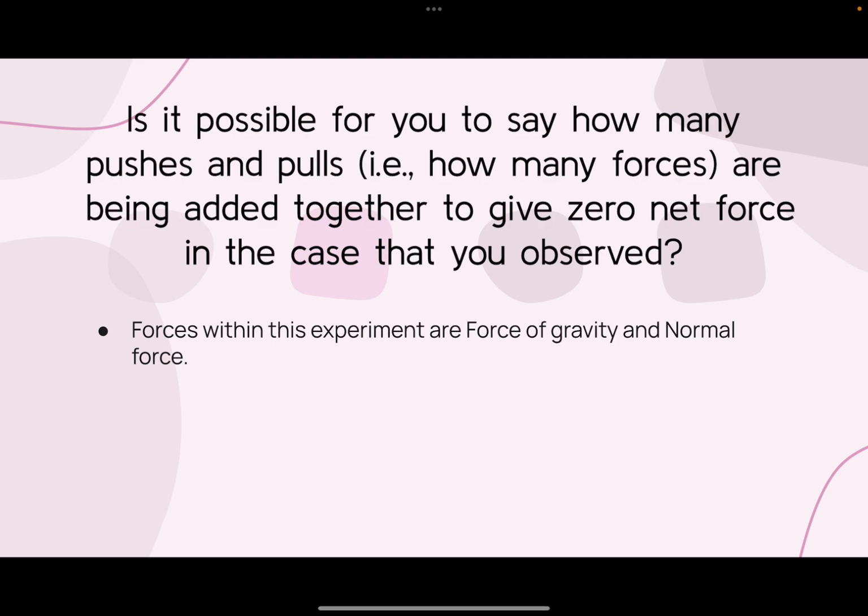So is it possible for you to say how many pushes and pulls or forces are being added together to give a 0 net force in the case that you observed? I would say yes, because within this experiment, we know that there are 2 forces acting on the object, the force of gravity and the normal force, which are equal and opposite forces in this case. And this would result in the net force equaling 0 since these forces cancel out.